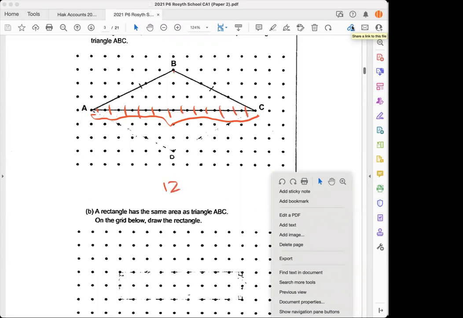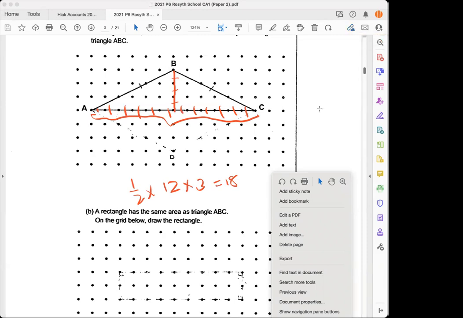The height will be the vertical line from the base to the opposite corner, which is B. So this will be the height of the triangle. How many units is it? 1, 2, 3. So the height is 3 units. To find the area of triangle ABC, it will be half times base times the height, and you get 18.